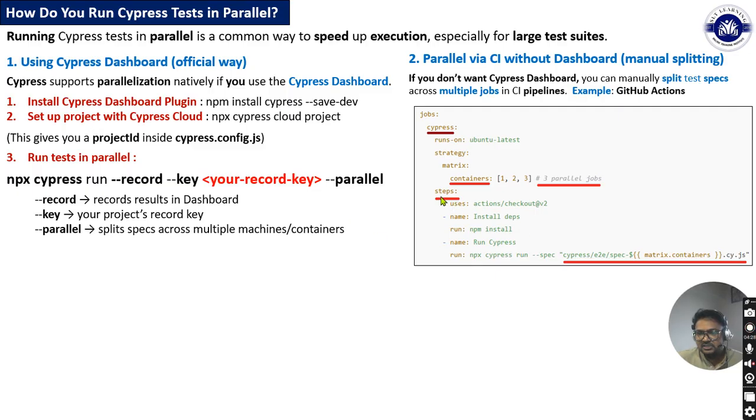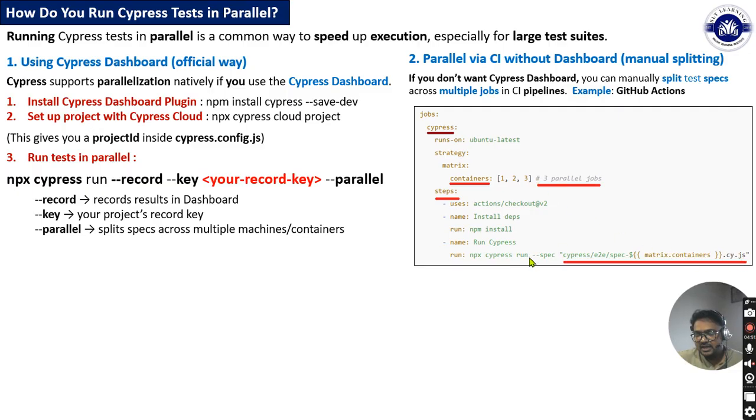Then for the steps you need to provide a name and the run command. So you see, uses will be actions/checkout@v2, then name: install dependencies, npm install, then run Cypress, npx cypress run --spec. These are the specs I want to run, and matrix.container. These are the containers, 3 containers, cy.js.